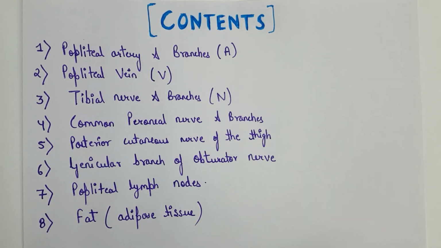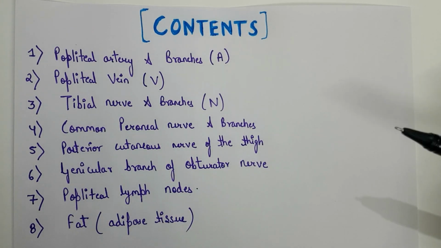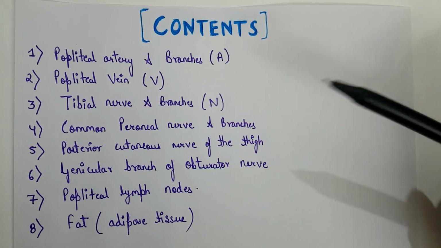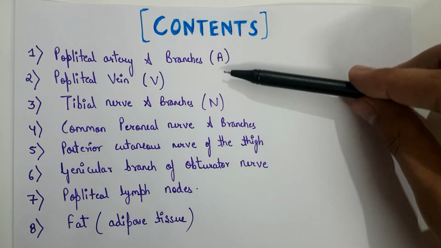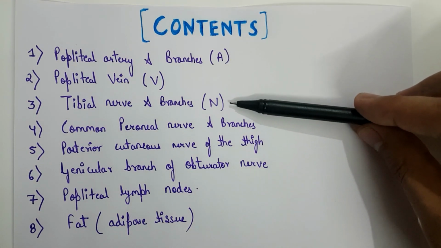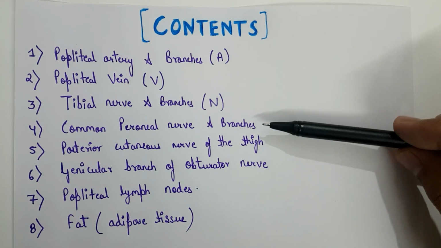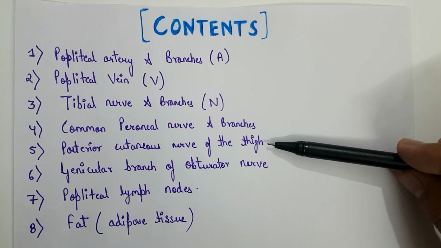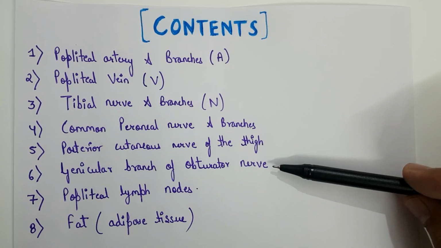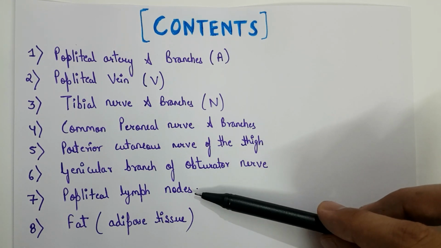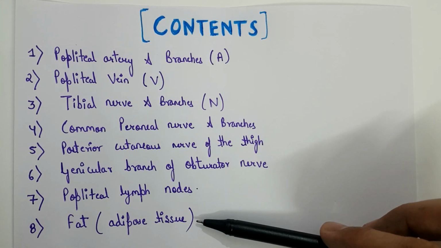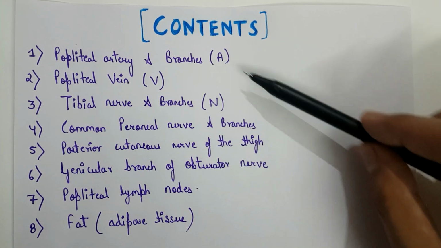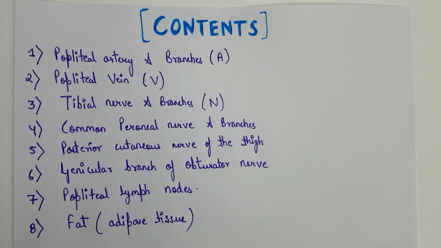And finally we have the fat or the adipose tissue, which surrounds and supports all the structures that I have mentioned above. So all the 8 contents of the popliteal fossa are the popliteal artery, the popliteal vein, tibial nerve and its respective branches, the common peroneal nerve and its branches, the posterior cutaneous nerve of the thigh, the genicular branch of the obturator nerve, the popliteal lymph nodes, and finally the fat or the adipose tissue which surrounds and supports all these 7 structures.